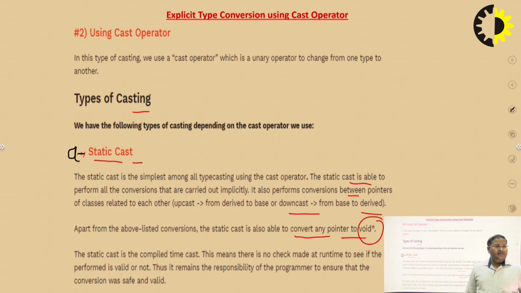The static cast is a compile time cast. This means there is no check made at runtime to see if the cast performed is valid or not. Thus, it remains the responsibility of the programmer or developer to ensure that the conversion is safe and valid. This responsibility is taken by the programmer or developer.